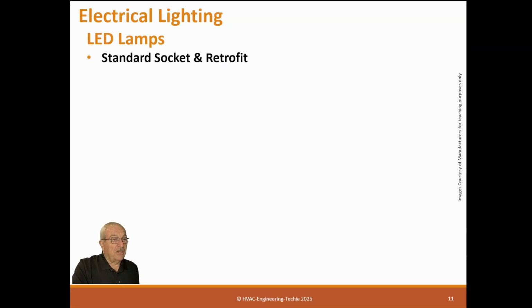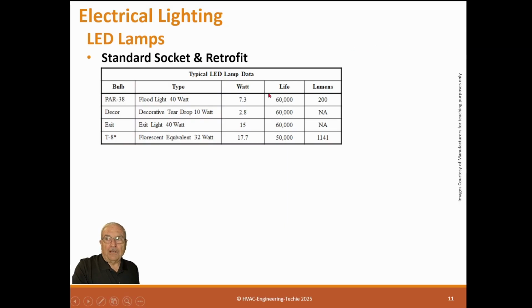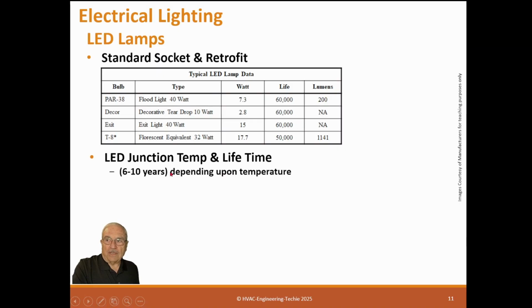So there's standard socket and retrofit. These are just lamps. We're talking about LED lamps. And LED lamps are basically designed for replacement of standard bulbs in a fixture. So there's typical LED lamp data, floodlight, like a 40-watt, decorative tier, exit lights, and that sort of thing.